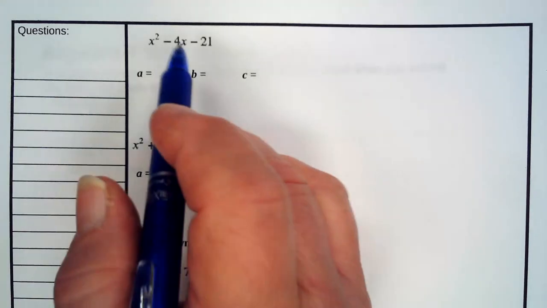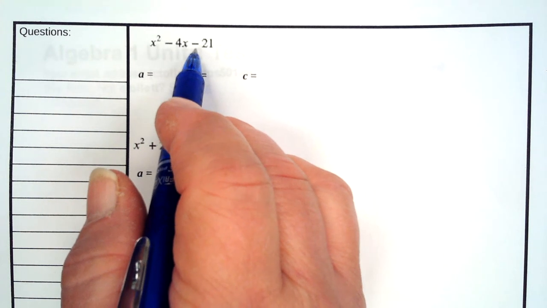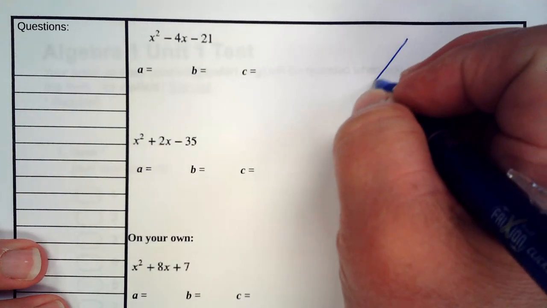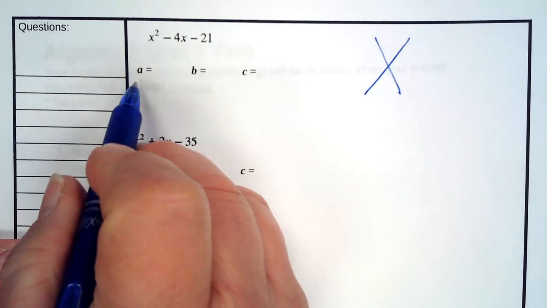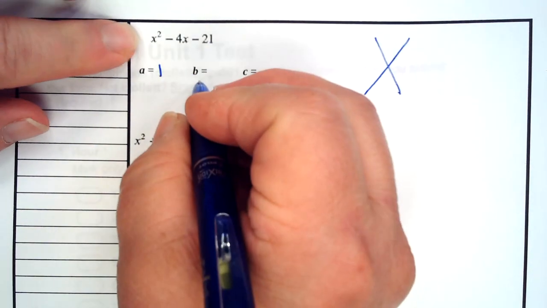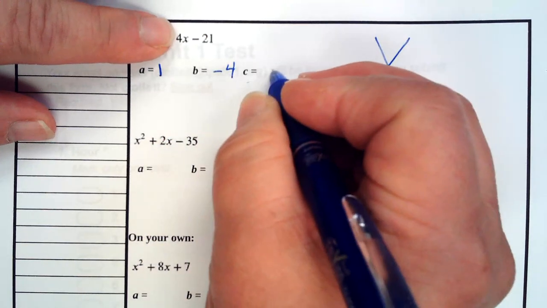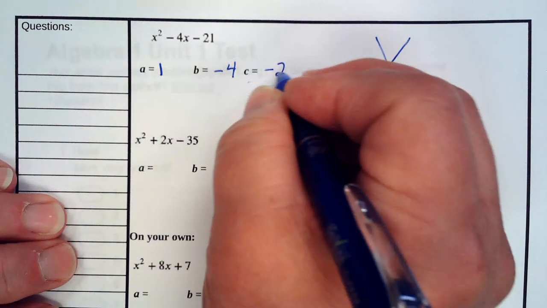Okay, so as I'm looking at the next one, this time I notice that instead of having a negative and a positive, I've got a negative and another negative. What is a? What would be up here? That would be a 1. What is b? What's in front of x? Negative 4. What is c? Negative 21.